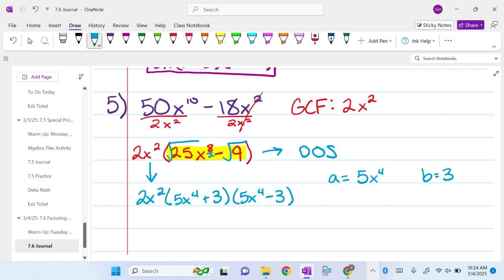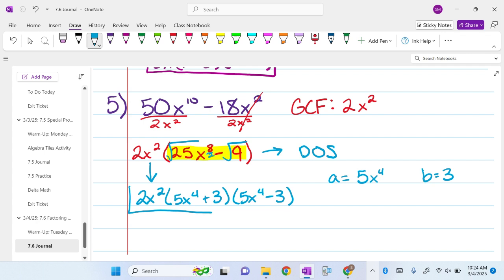Now, do you think we're going to do another difference of squares here? Are you sure? No. Why not? Because there's no quick difference of squares. 5 and 3 are not perfect squares, so we're done.